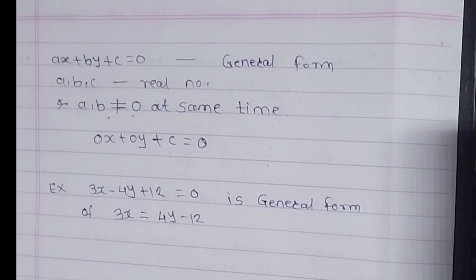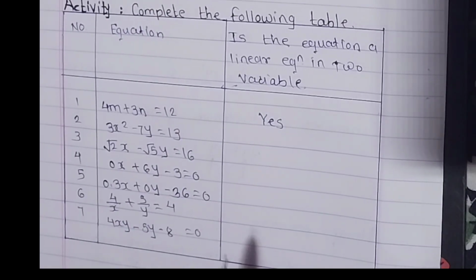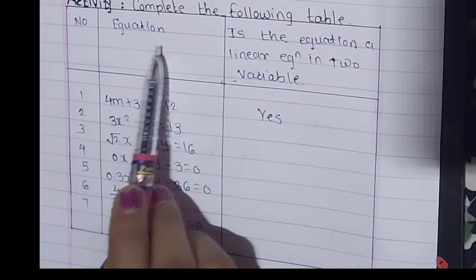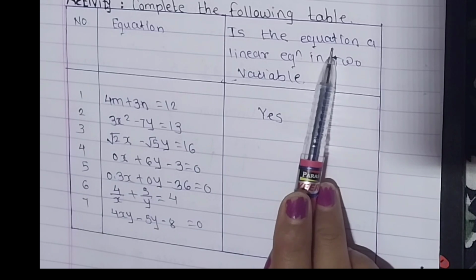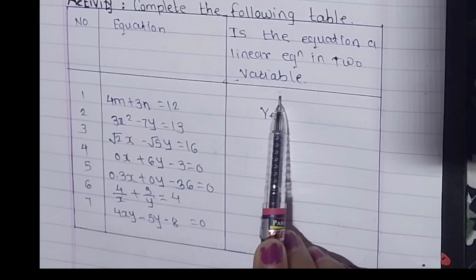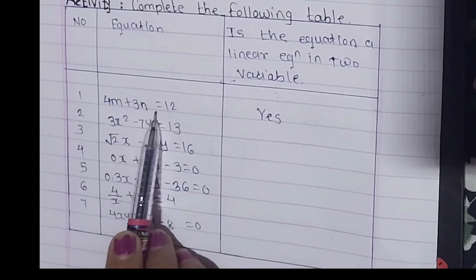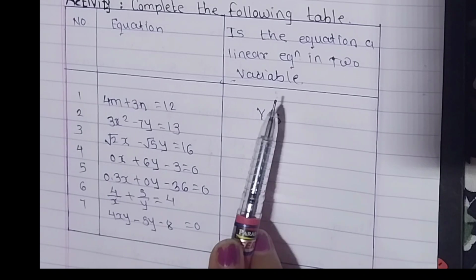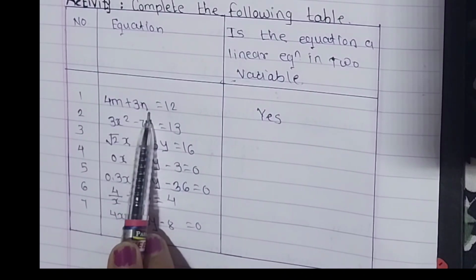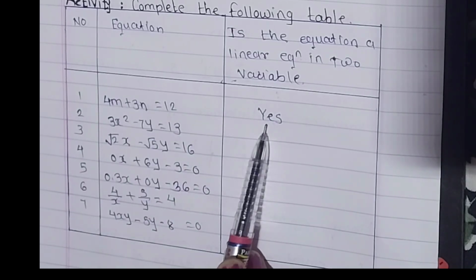Now in the textbook there is one activity given. Complete the following table. Here some equations are given and they ask us, is the equation a linear equation in two variables? First is 4m plus 3n equal to 12. Here we have to identify if it is a linear equation in two variables or not. Here m and n have degree 1, so it is a linear equation in two variables.